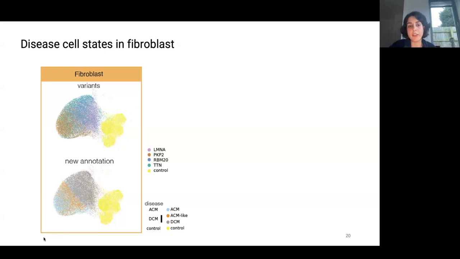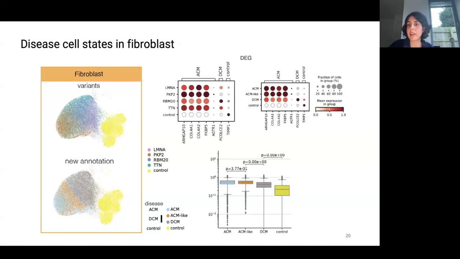The reason for this new annotation is that I noticed that there is part of the representation here in which some of the DCM cells overlap with the ACM cells. And these are two different diseases. So the first question was why we are observing some DCM cells that are similar to ACM. I call them ACM-like. Then I wanted to know if this difference is also what we observe in the expression of the marker genes which have been introduced for these diseases.